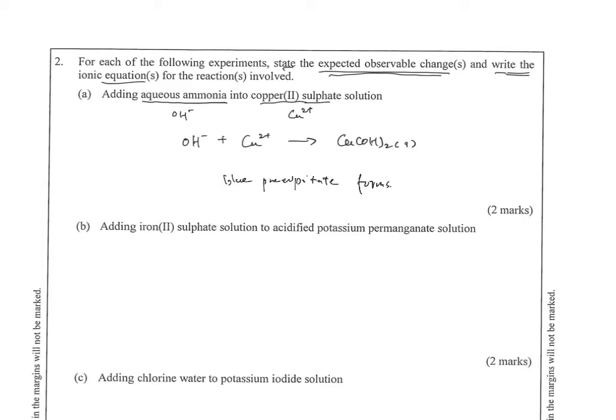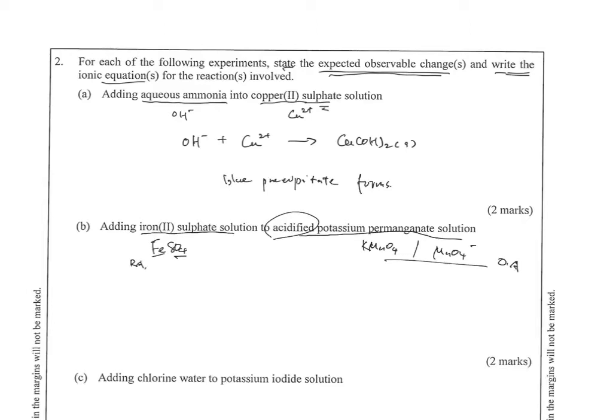And for part B, iron(II) sulfate solution with acidified potassium permanganate solution. Actually, when you see acidified potassium permanganate, we know that it's KMnO4, right? The main part is the permanganate ion and iron(II) sulfate. Okay, sulfate normally doesn't have any reaction involved. So mainly you can see this one is the oxidising agent, we know. So if one is the oxidising agent, then the other one must be the reducing agent.